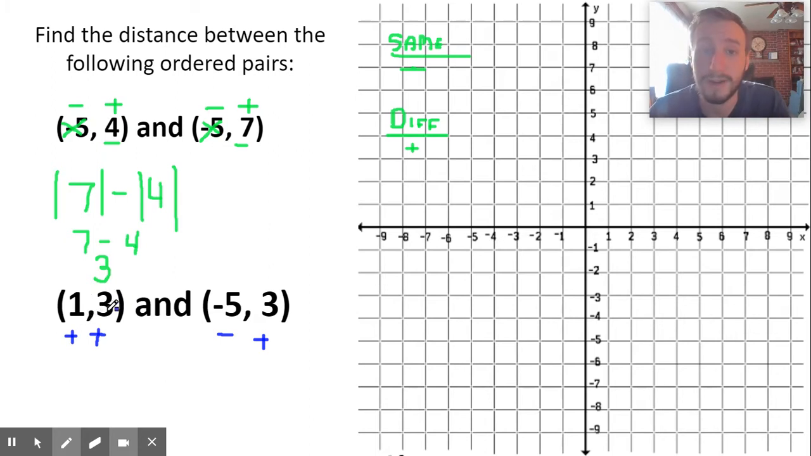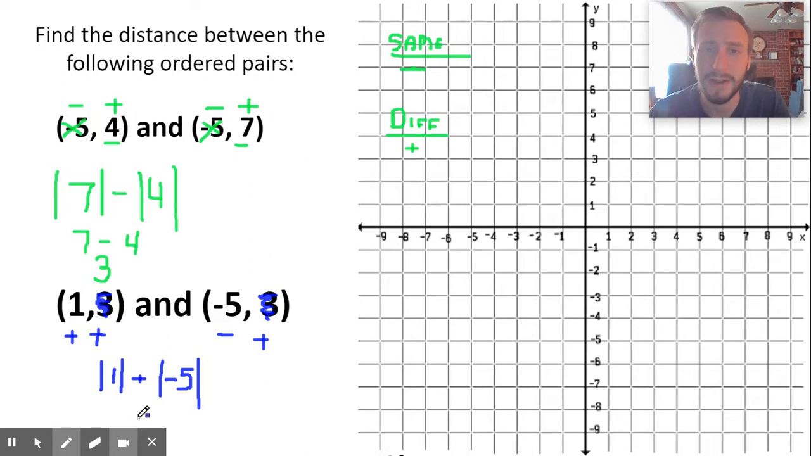Let's look at the ordered pairs again. What's the same? 1, 3, -5, 3. Well, the 3's are the same, so that's not what I want to work with. I want to work with this 1 and this -5. That's going to tell me the distance. So just like the first problem, take the absolute value of 1, take the absolute value of -5, and since we said that they're different, we need to add them.